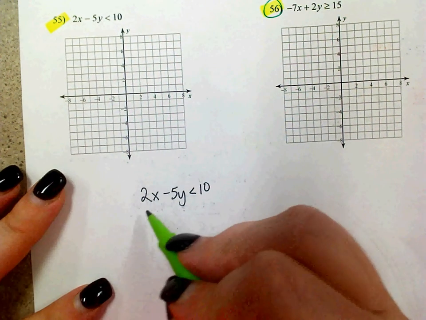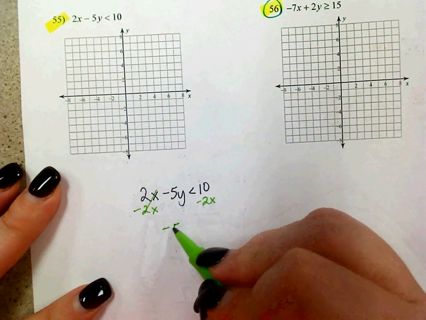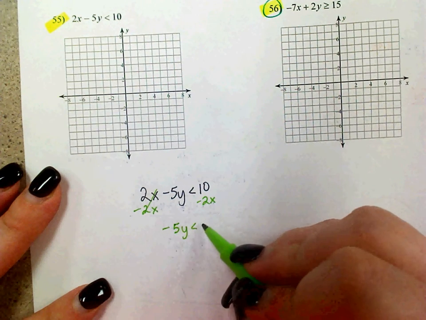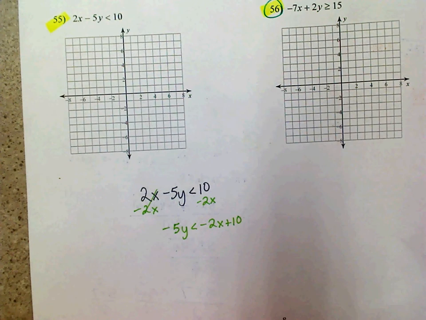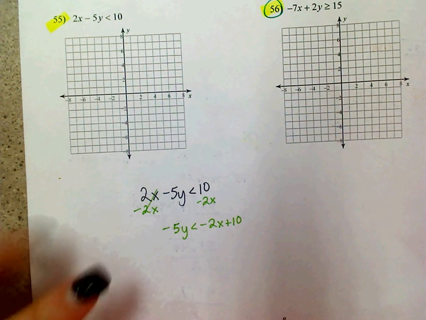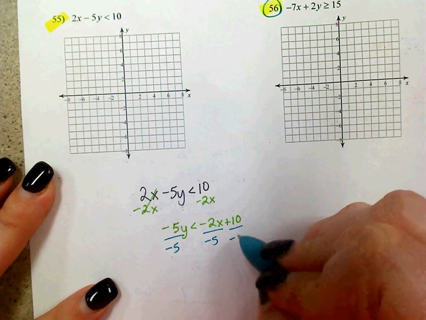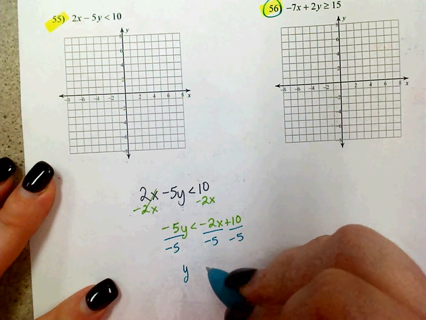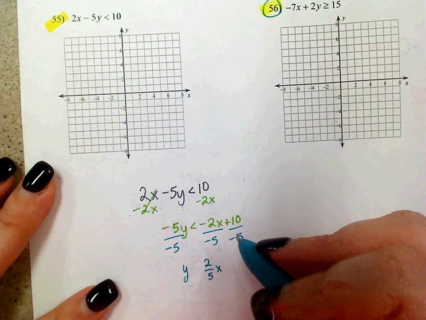So first I would subtract 2x, and I'm left with negative 5y is less than negative 2x plus 10, or 10 minus 2x, doesn't really matter. I'm trying to solve for y, so I need to divide by this negative 5. And I get y, and then I get 2/5 x, because that's positive, and then minus 2.